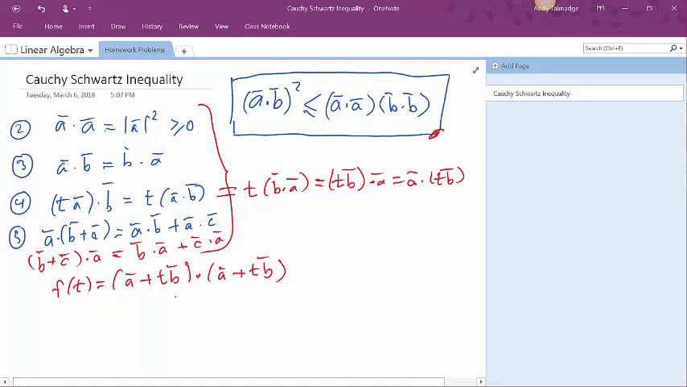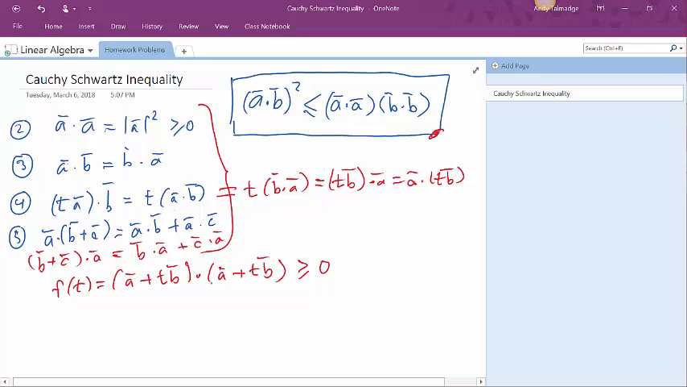So we'll start with the first property. That tells us, since we're dotting the vector a plus tb with itself, that it must be a number that's greater than or equal to 0. So we've used the first property to prove that. Now we're going to use the fourth property.